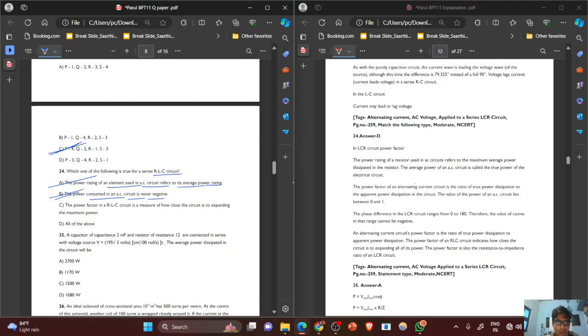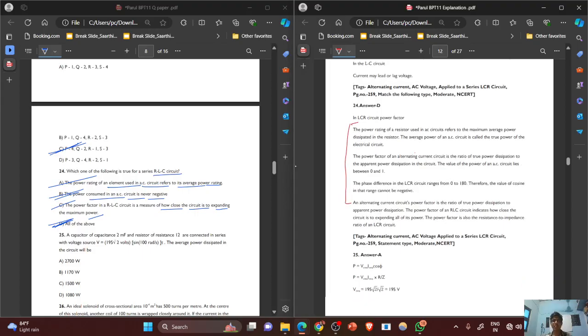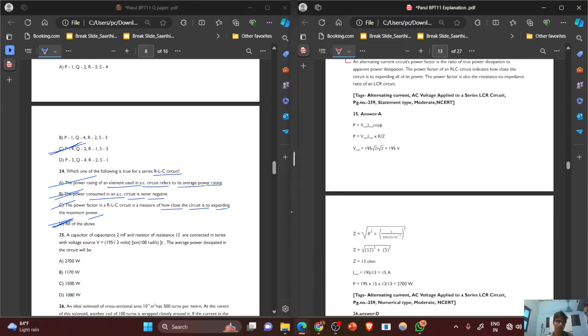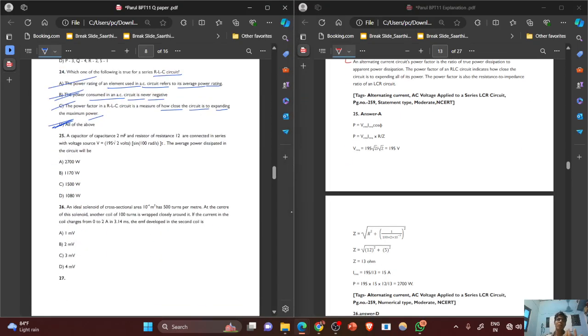The power factor is a measure of how close the circuit is to expending maximum power. Exactly. Power factor basically tells about how much maximum power you can get from that particular thing. So all options are correct. D is your correct option. You can also read the explanation here. You can get this PDF in the app and read the explanation from there. I explain on the basis of just my knowledge of theory. These are the characteristics of an LCR circuit, which we have read in your classes during your regular days.